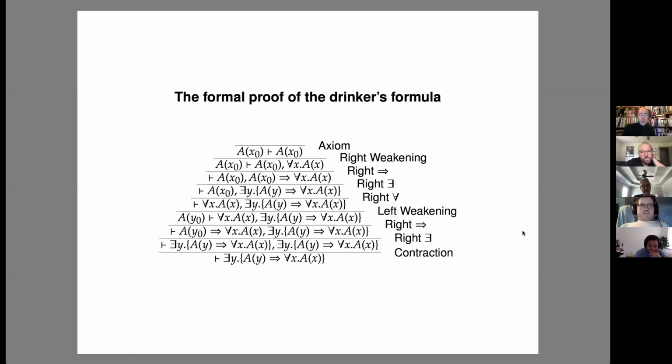Clearly it's a proof in some formal system, but the question is what happens from an interactive point of view.